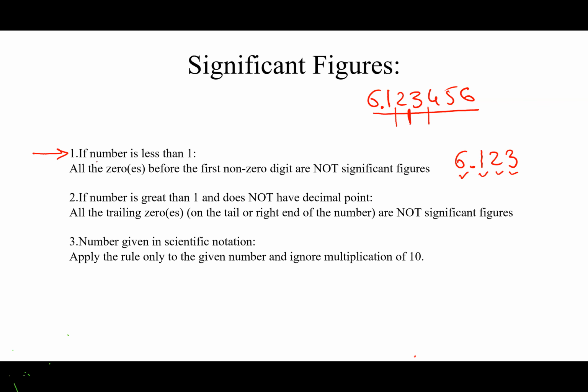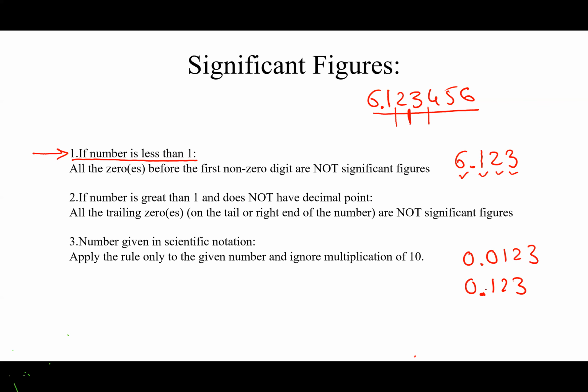The first rule says if the number is less than 1. So the number has to be less than 1. Less than 1 means what? It could be 0.0123, 0.123, something like this, which has 0 point something. It means less than 1.